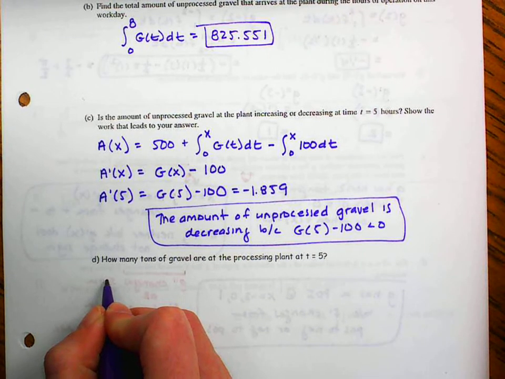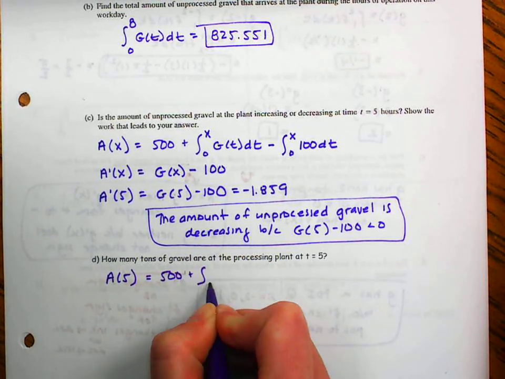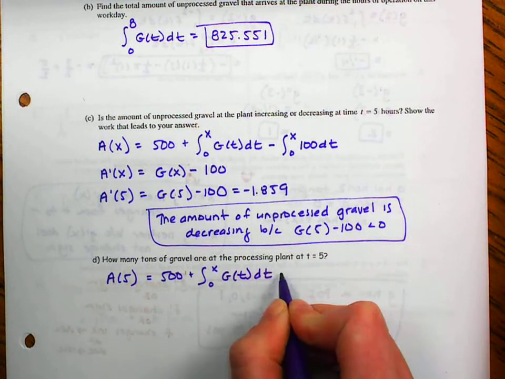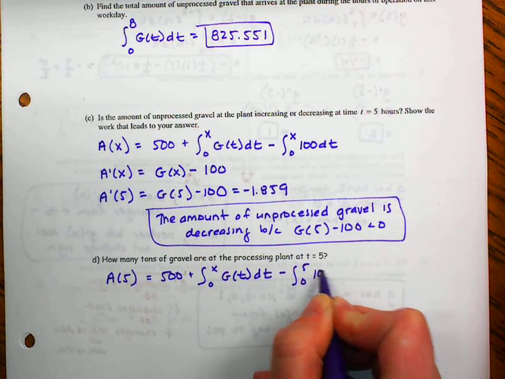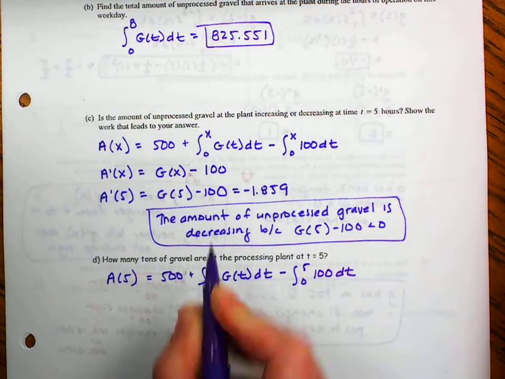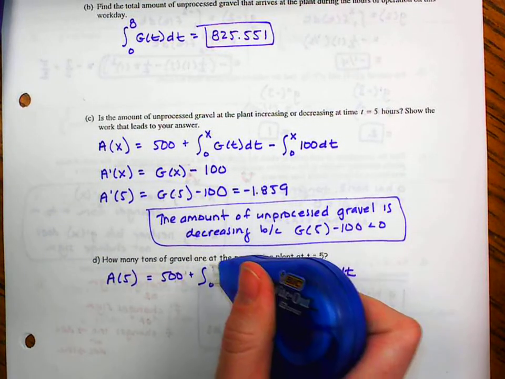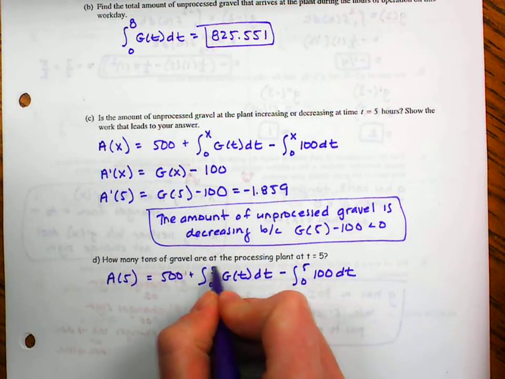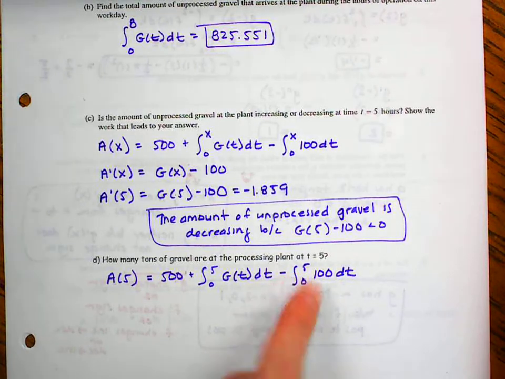So part D says, how many tons of gravel are at the processing plant at time 5? Well, we now have this great statement for how much is there at any given time. So the amount will be 500 plus the amount arriving in that 5 hours minus the amount being processed in that 5 hours. And I caught my mistake, one second. This thing here shouldn't be an x anymore, that should be a 5, because we're actually evaluating at 5. One thing to remember when you use function notation, make sure you're consistent. Notice I have a 5 here, so everywhere there was an x should now be filled in with 5.